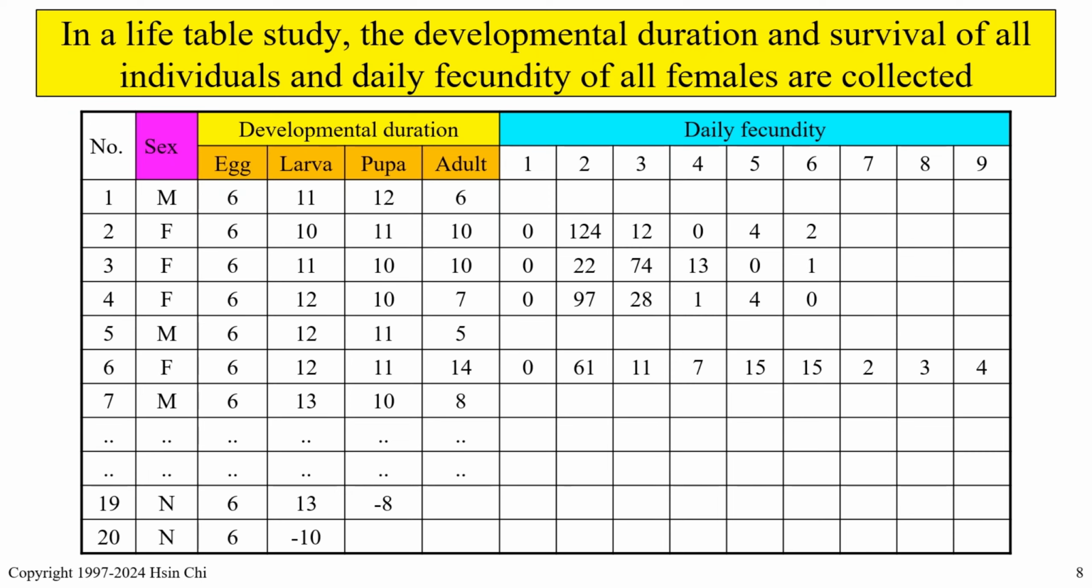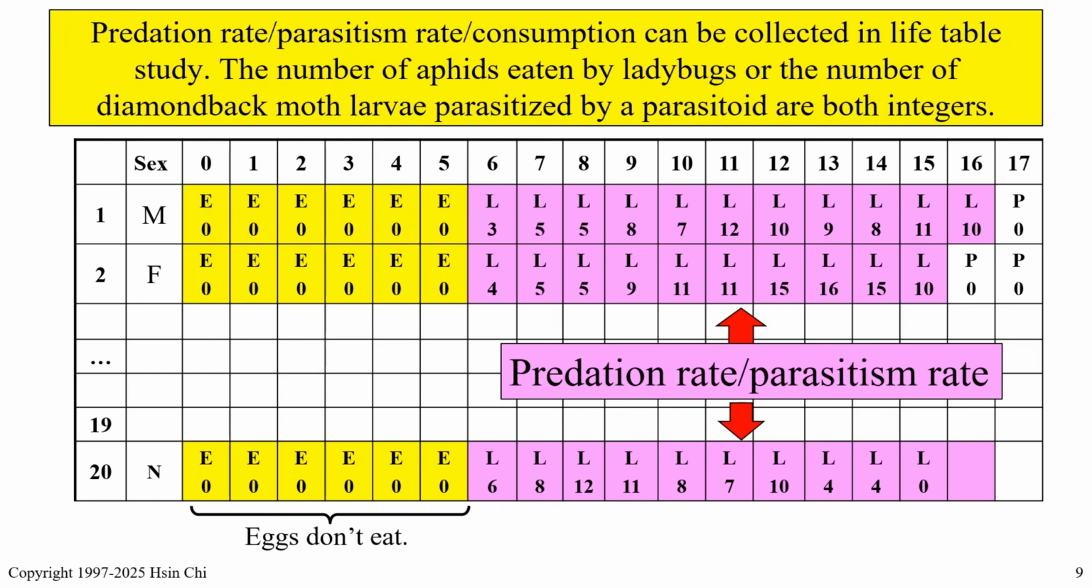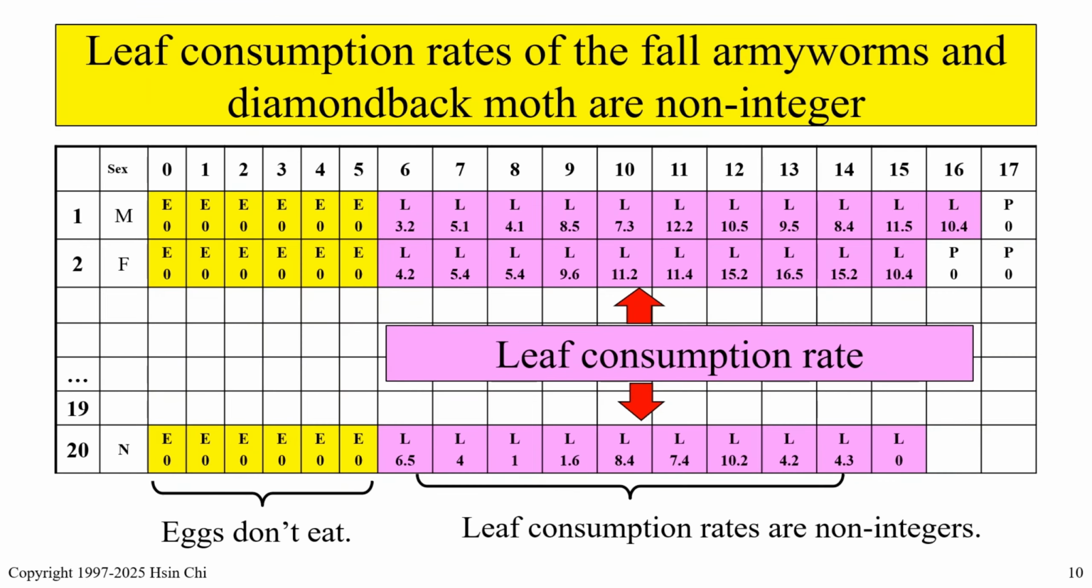In a life table study, researchers collect the developmental duration and survival of each individual and the number of eggs laid by each female. The predation rate, parasitism rate, or consumption rate can be simultaneously collected in a life table study. The number of aphids eaten by ladybugs or the number of diamondback moth larvae parasitized by a parasitoid are both integers. However, the leaf consumption rates of fall armyworms and diamondback moth are non-integers.